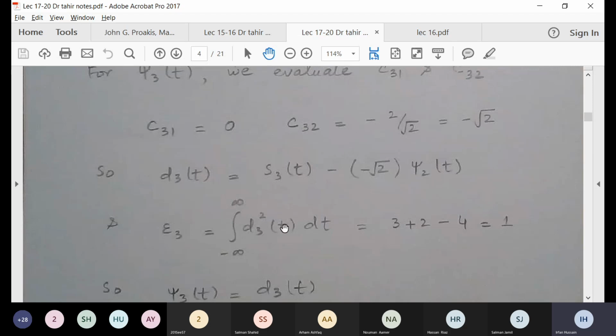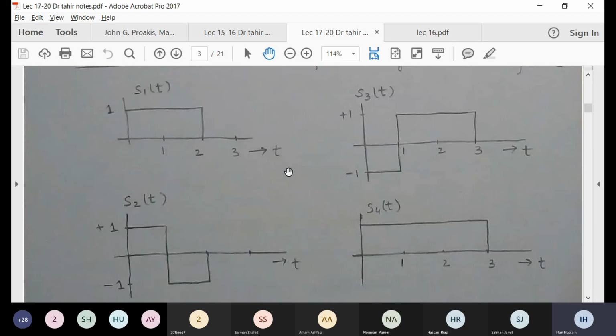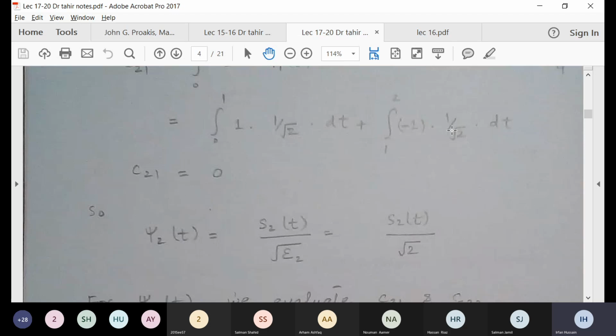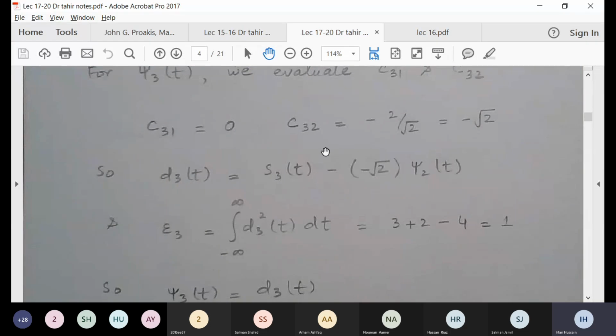So D3 square means the square of this whole. This will be a square plus b square minus 2ab. So a square will be S3 square, the energy of S3. Energy of S3 will be what? It will be the same thing, 1 plus 1 plus 1, it will be 3. So energy of S3 will be 3.